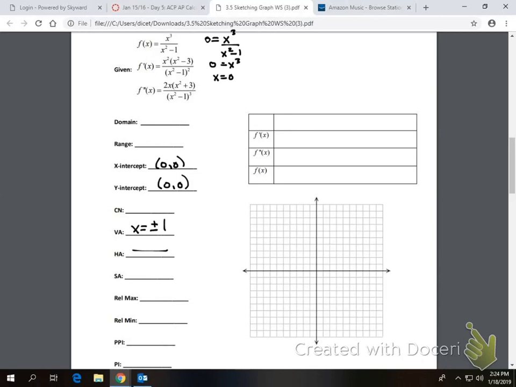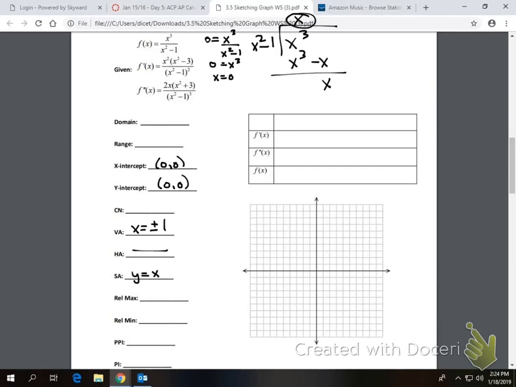There's a slant asymptote. So what I need to do is take x cubed and divide it by x squared minus 1. So what times x squared? x times x squared minus 1 is x cubed minus x. So that's going to give me a remainder of x. But this is what you know: this x right here is the quotient. So the equation of my slant asymptote is y equals x.